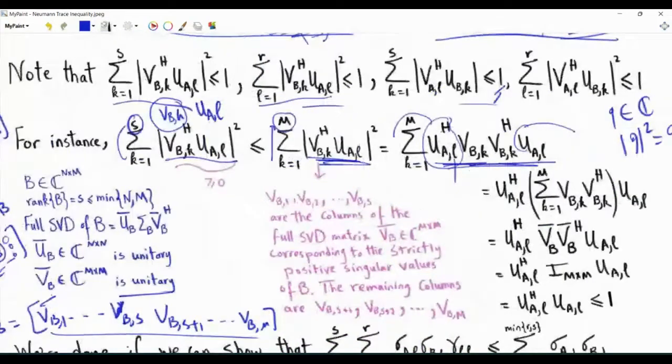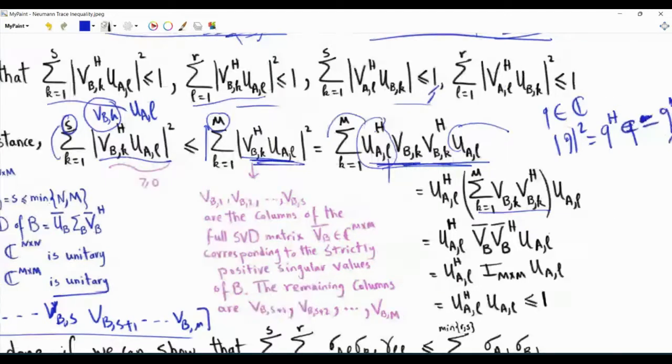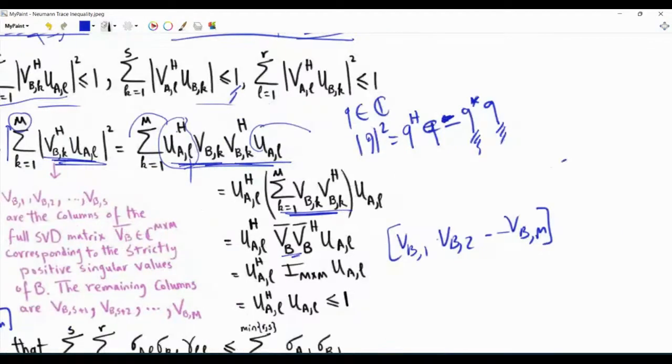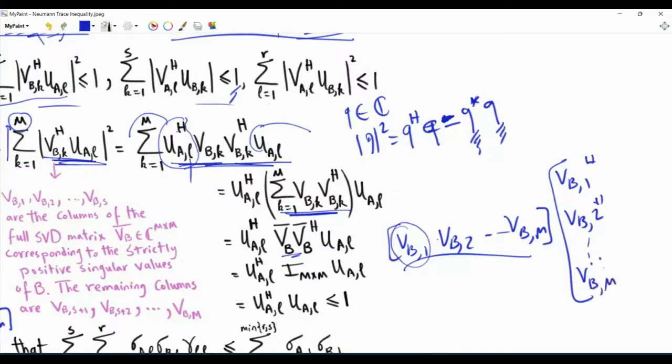What is this summation here? This summation is a sum of the outer products of the columns of matrix VB bar, which is the V matrix of the full SVD of matrix B, right? This sum of outer products is simply VB bar times VB bar Hermitian. VB bar is VB1, VB2, all the way to VBM. And if you multiply by the Hermitian, what is the Hermitian of this matrix? The first row will be the Hermitian of this column, VB1 Hermitian, VB2 Hermitian, all the way to VBM Hermitian.